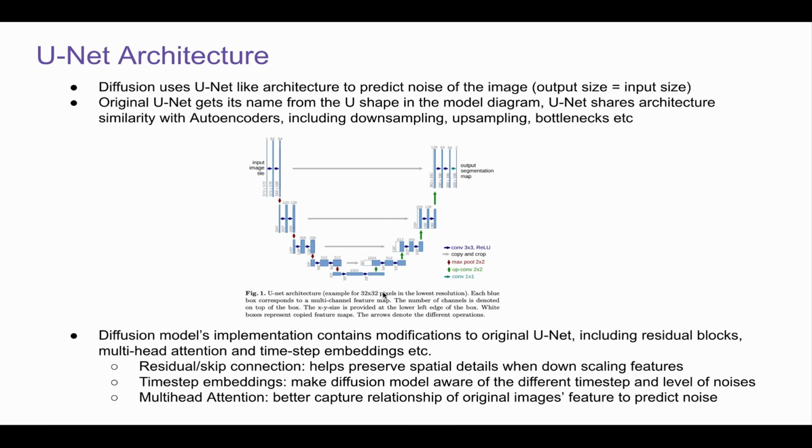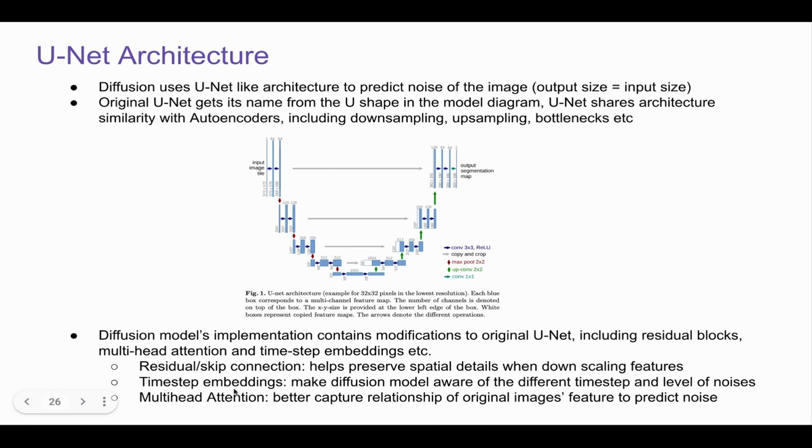So if you're interested in the original UNet, this is the architecture. It has convolution, activation function, max pool, etc. Diffusion model's implementation contains some modifications to the original UNet, including residual blocks or skipped connection, if you're more familiar with that name, and multi-head attention and time step embedding, etc. Residual blocks preserve spatial details when downscaling features. Time step embeddings make diffusion model aware of the different time step and level of noises need to be added.